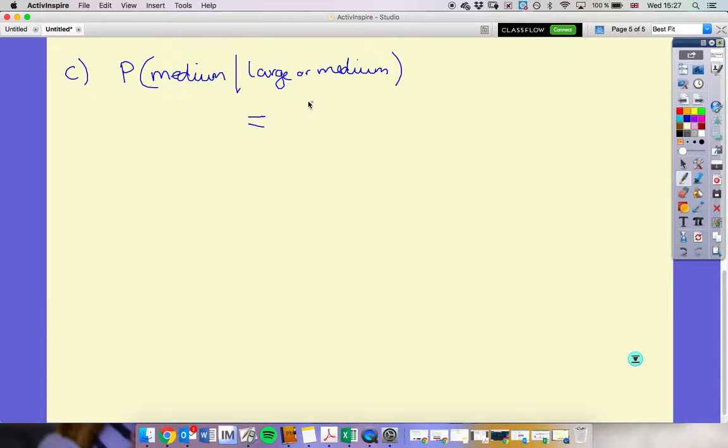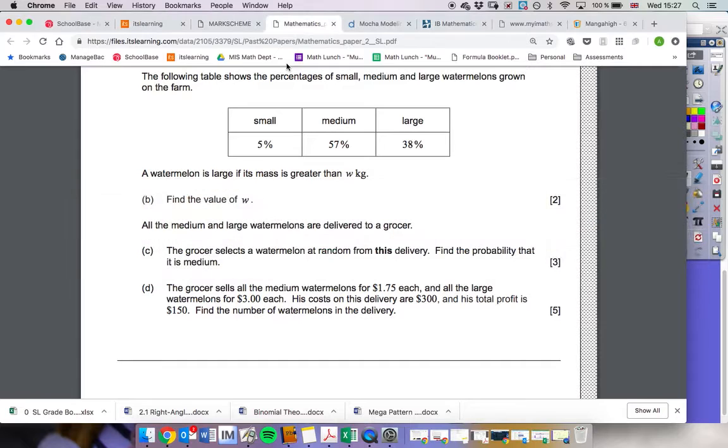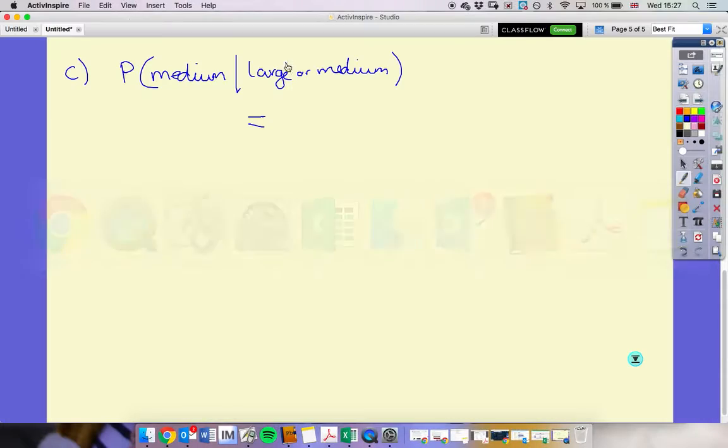The probability that it's medium is 57, I believe. Let's just check. 57% were medium out of the entire farm, but we're just looking at the large or medium ones, so that leaves us with 95%. So this is our probability that it's medium. Let's just check. Does that simplify? It does. It is 0.6 or 3/5.